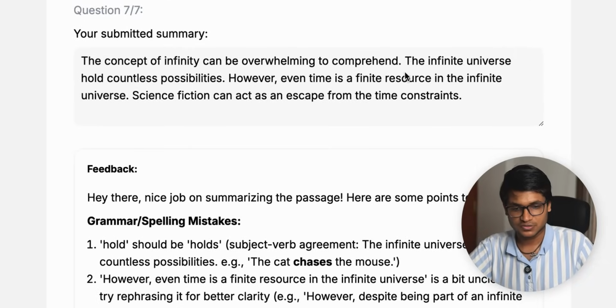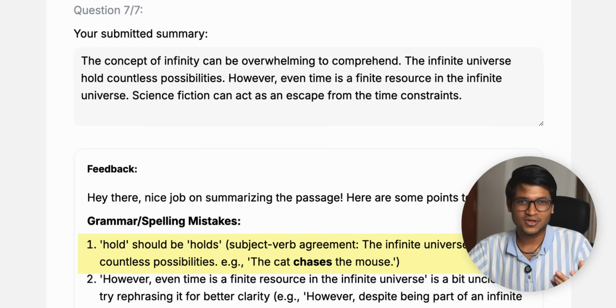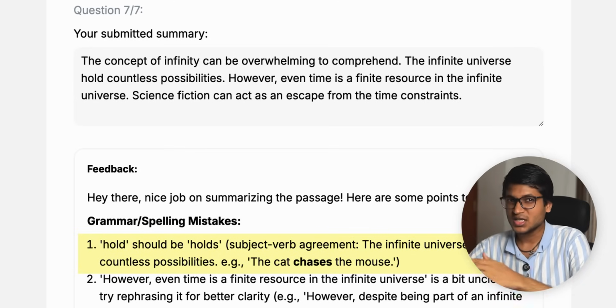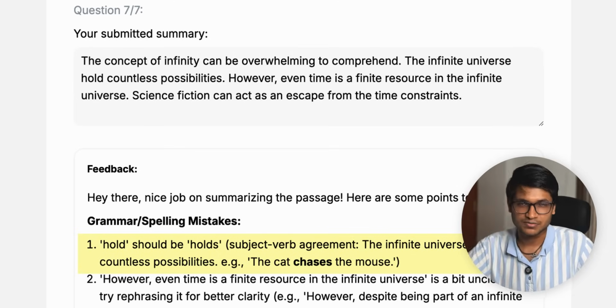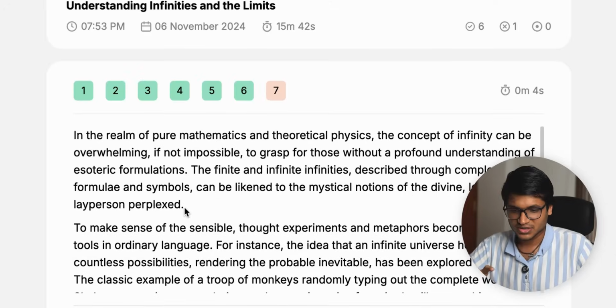So this student wrote, the infinite universe holds countless possibilities. However, the term infinite universe is singular. So we'll say holds and not hold. Same logic as they play, he plays. He is singular. And you can also learn vocabulary like this.